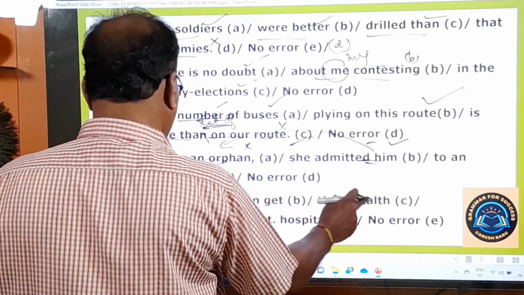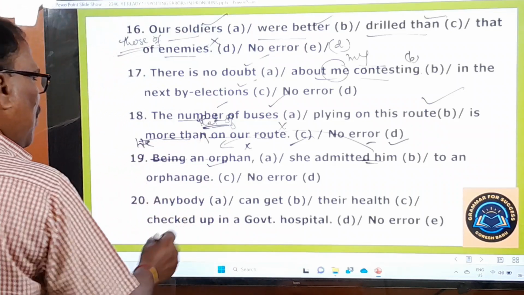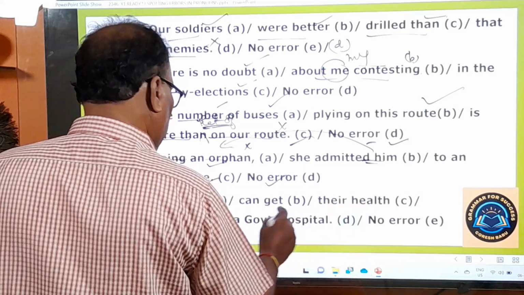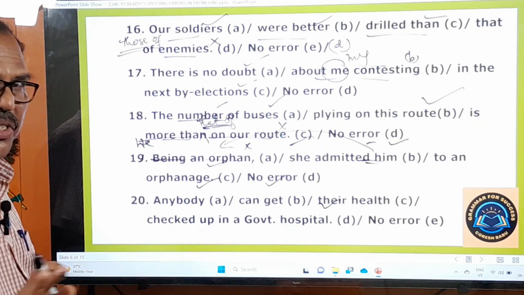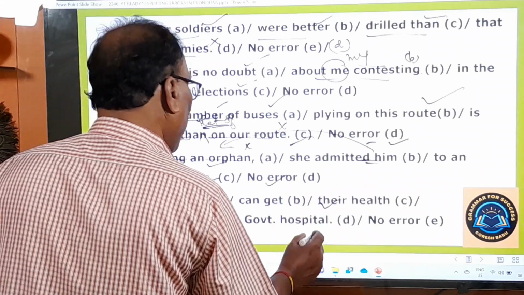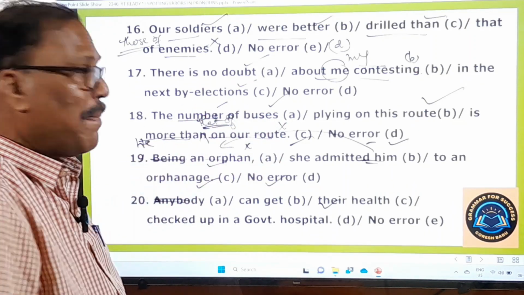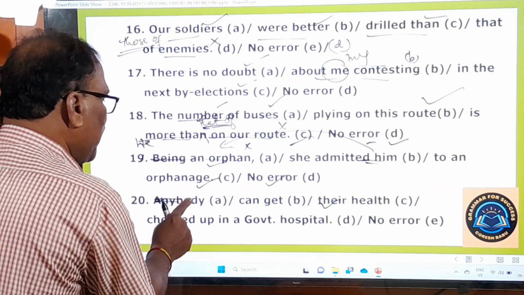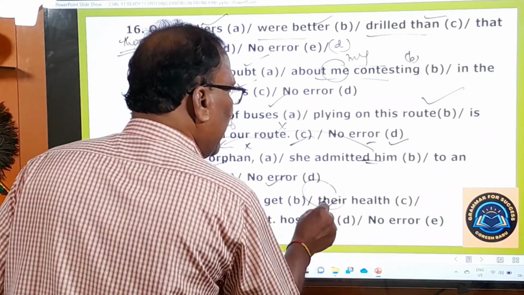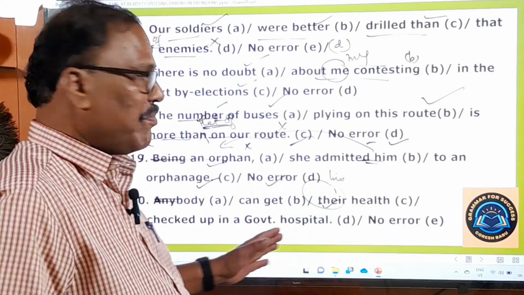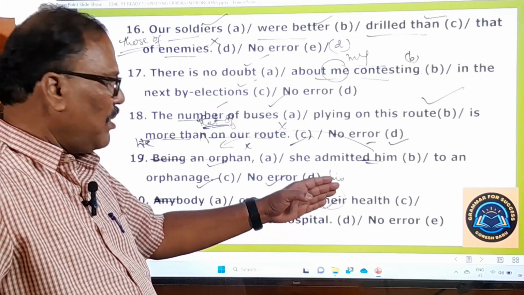20th one: anybody can get their health checked up in a government hospital. If you observe this sentence, anybody, no mistake, can get, no mistake, checked up in a government hospital, D part, no mistake. A, B, D, no mistake at all. Only in the C part there is a mistake. Why? Anybody refers to his or her. But since sex is not mentioned, you must use only his after this anybody. But here, unnecessarily, their is used, and you should have used his. When you don't know the sex, you must use his. That's why this is a mistake. This part is going to be your answer.